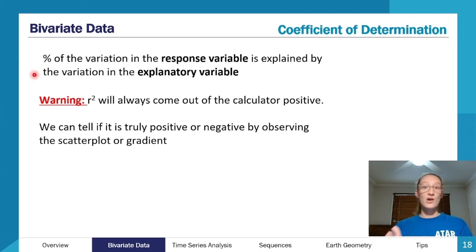So a quick refresher, what actually is a coefficient of determination? It's the percent of the variation in the response variable explained by the variation in the explanatory variable. Coming back to my example earlier with the car, the kilometers traveled and the cost, if my coefficient of determination was, for example, 0.7, that would mean that 70% of the variation in the price of the car is explained by the variation in the kilometers traveled by the car. And that would imply that 30% of the variation in the price is accounted for by other factors.